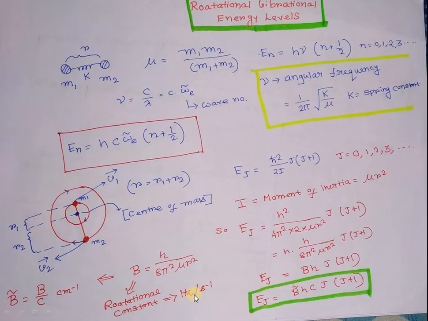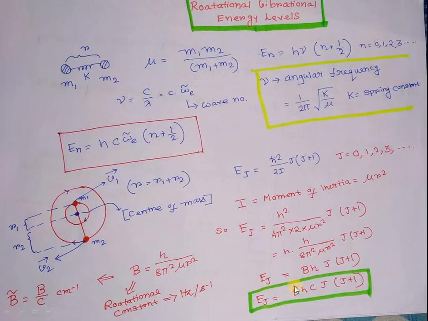Now most spectroscopists prefer to use units of wavelength or wave number. So if we divide this rotational constant by c, we obtain B bar, and the unit of this B bar is centimeter inverse. So B is replaced by this B bar term, and the equation becomes: Ej is equal to B bar hc into j into (j plus 1), but the unit of this B bar is centimeter inverse.